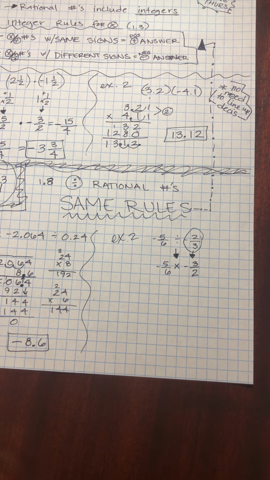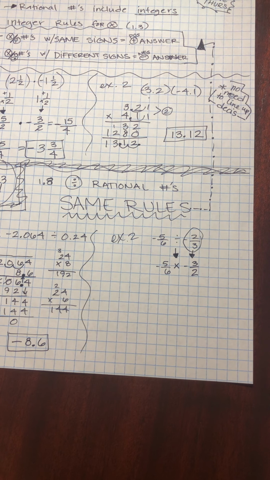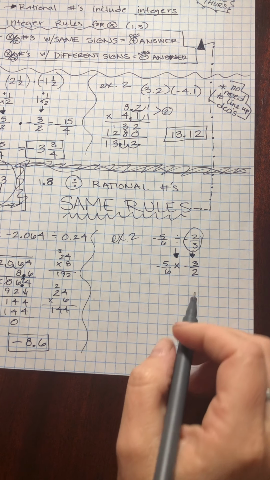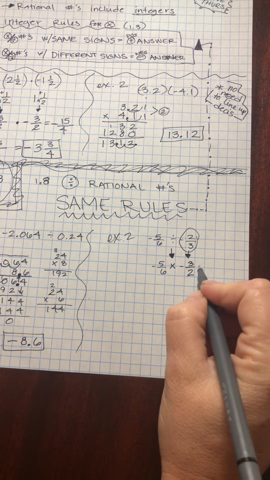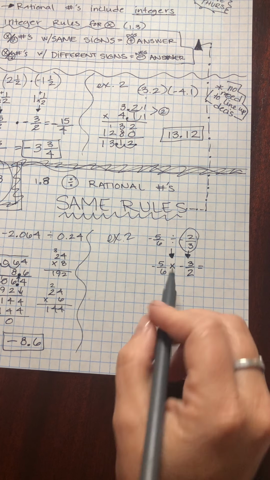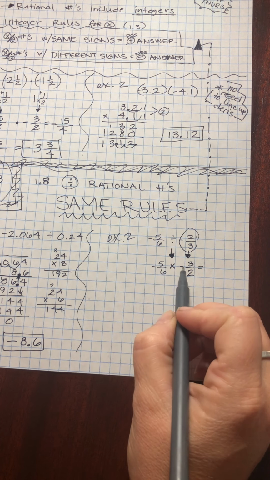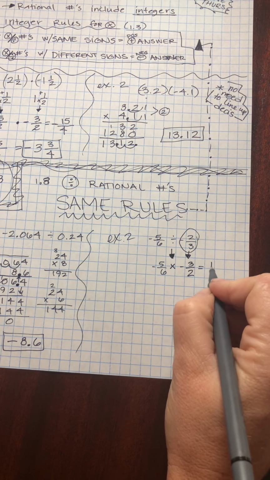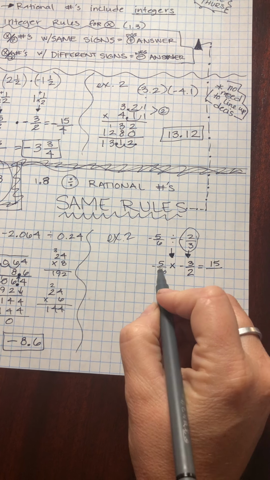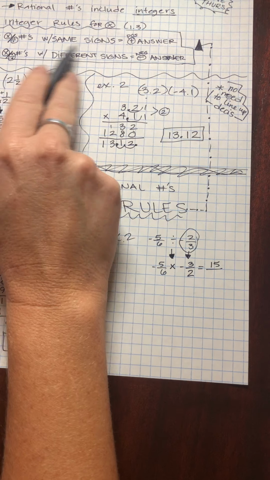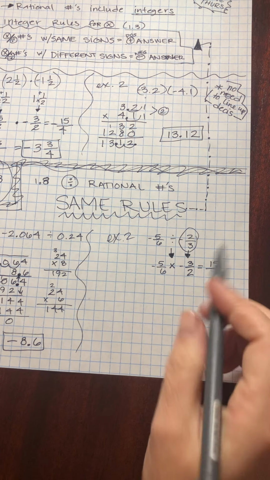Okay? And then we can always reduce or simplify within the problem. And sometimes people get nervous because they feel like they're not good at that. So you don't have to do it that way. If we just multiply across, we get -5 and a -3. So that's 15. It's a positive, right? A negative times a negative. That's when the signs are the same. So our answer is going to be positive.